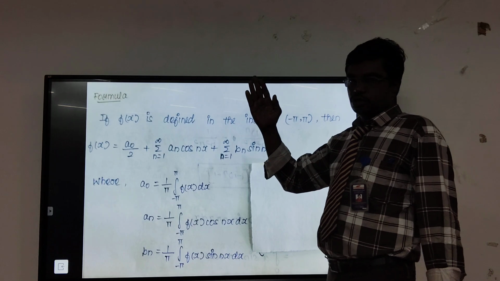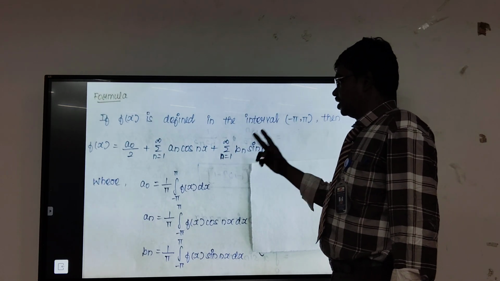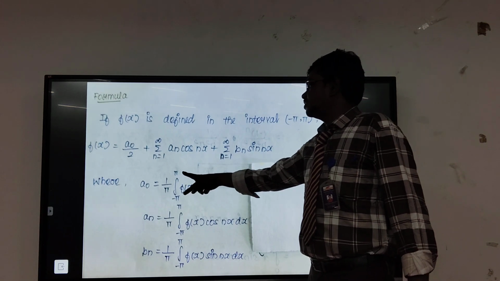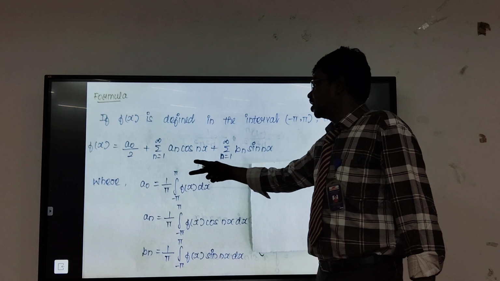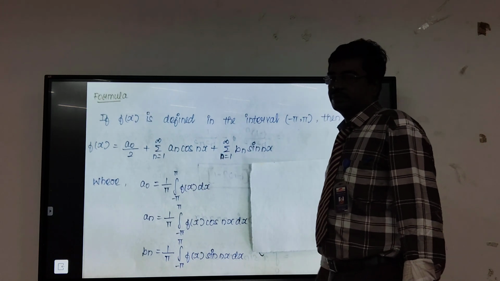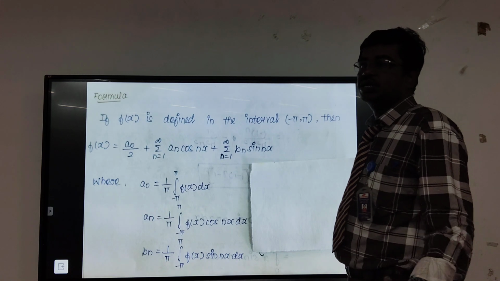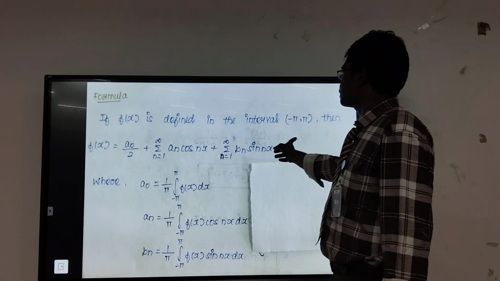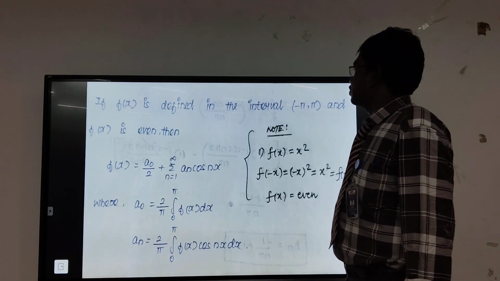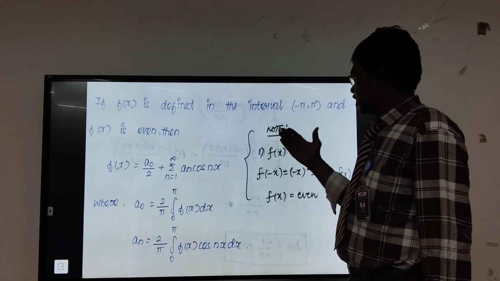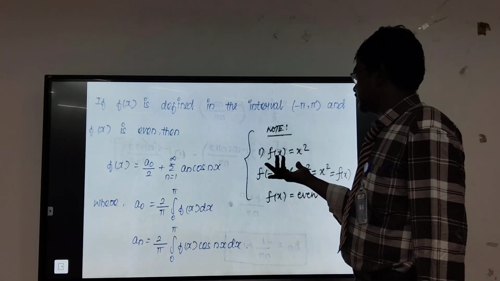So in the interval 0, 2 pi, here the interval is minus pi, pi. The only difference is the interval of integration. Before, I was using 0, 2 pi. Here I will use minus pi, pi. The formula is more or less the same. The interval is only different. So here, in the even case, the same interval minus pi, pi, f of x is even.